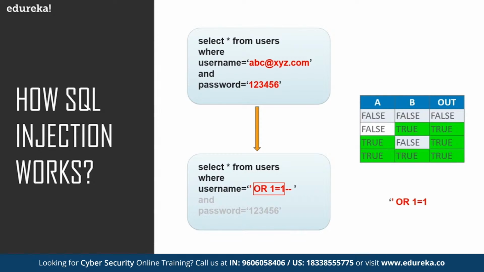Now what is the use of the extra double hyphen that I've used? The double hyphen is used to comment out the rest of the SQL query. And that's why I've faded out the "and password" part. So when I use double hyphen, it doesn't matter what the next part of the SQL query is. And since the OR function returns true, the SQL query returns true, meaning that the login is successful. So this is how SQL injection works.